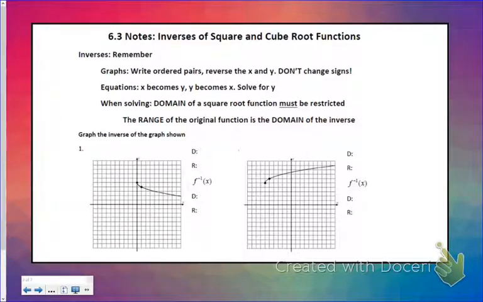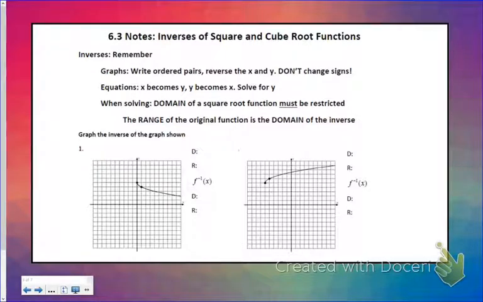So with inverses, things to remember, okay? And this is the part we really focused on. For graphs, you are writing the ordered pairs, and then you are switching the x and the y. You do not need to change the plus and minus. You are only changing the x and the y, okay? Same thing when you're writing an equation. This is the part we're going to look at on the video. The x becomes y and the y becomes x, and then you just solve to get y by itself.